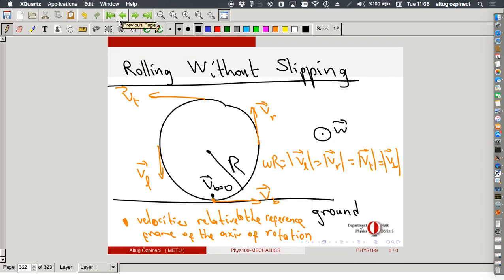So let's go back. Remember, VB prime is in that direction. Velocity of the axis, that's large V, is in the opposite direction. So this is moving with velocity V in that direction. Do you agree? And the magnitude of this large V is equal to the magnitude of VB prime, which is nothing but omega r. Do you all agree?